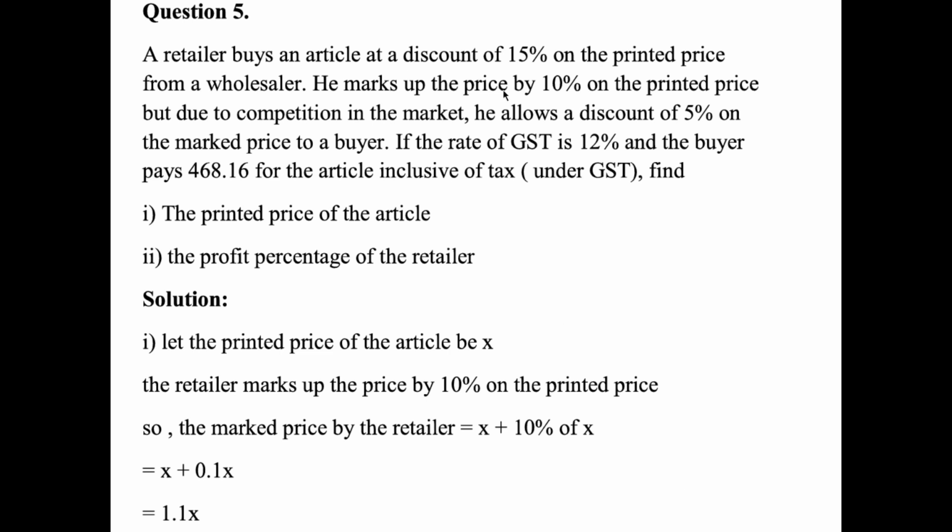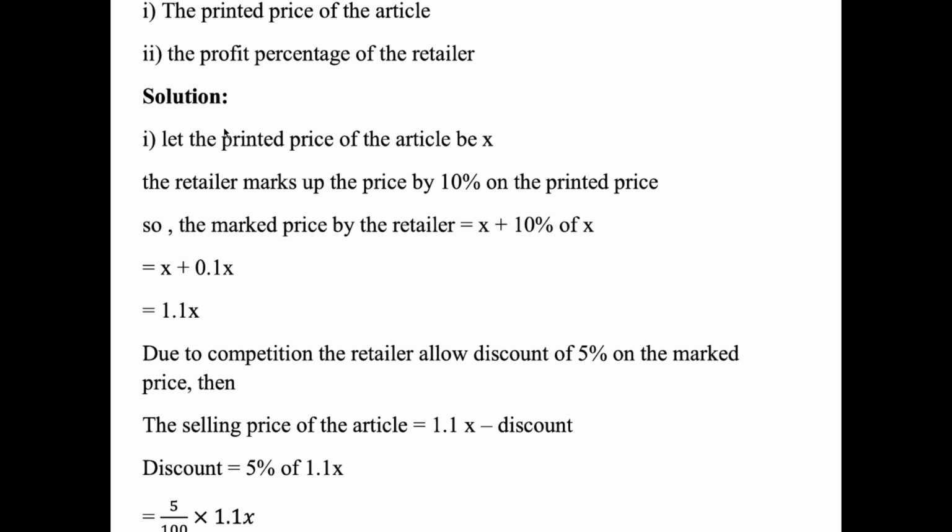Then come to the next question. A retailer buys an article at a discount of 15% on the printed price from a wholesaler. He marks up the price by 10% on the printed price, but due to the competition in the market, he allows a discount of 5% on the marked price to a buyer. If the rate of GST is 12% and the buyer pays 468.16 for the article inclusive of tax under GST, find the printed price of the article and the profit percentage of the retailer.